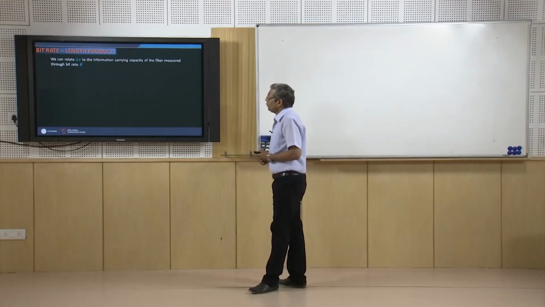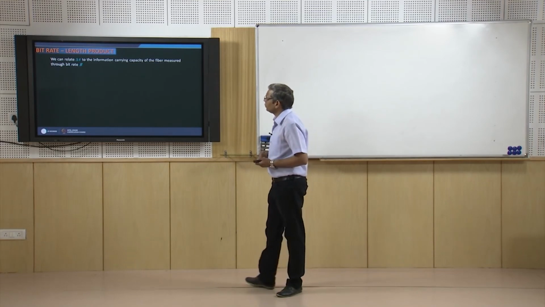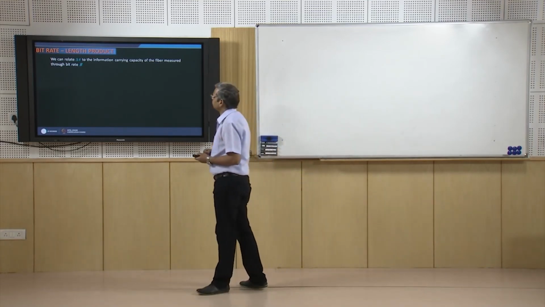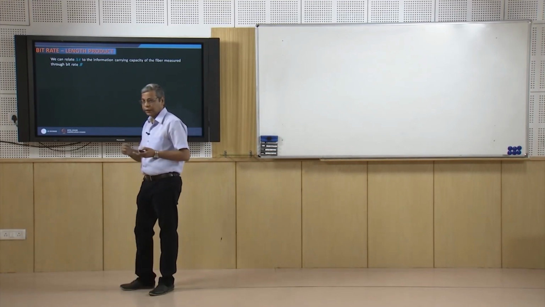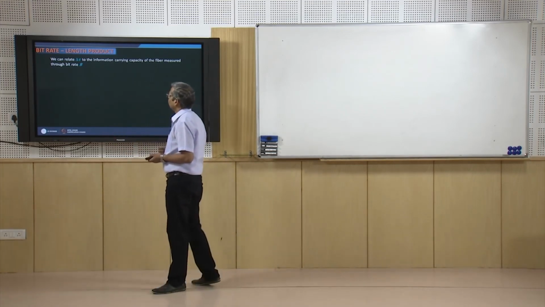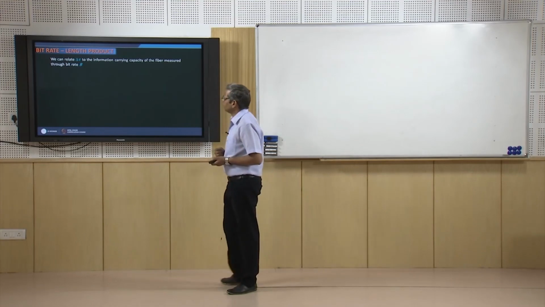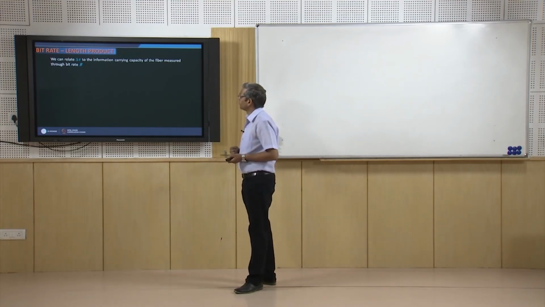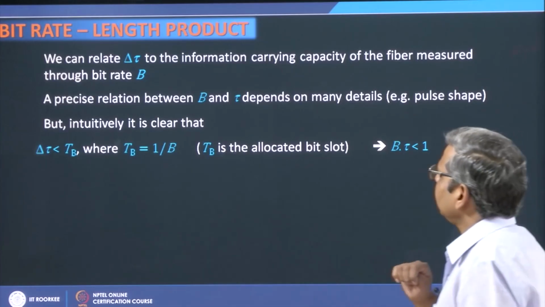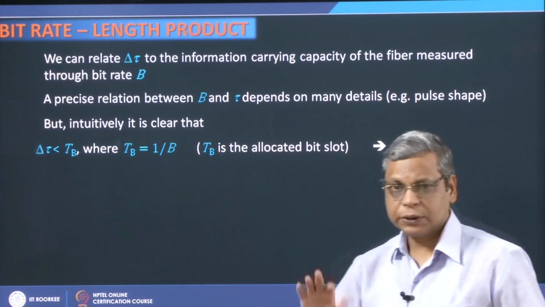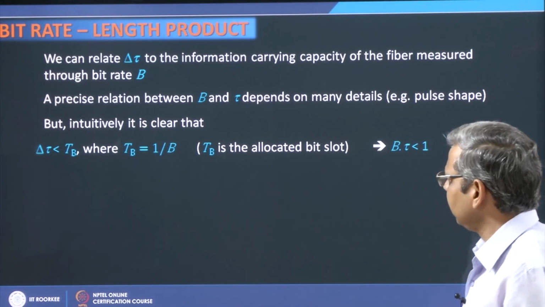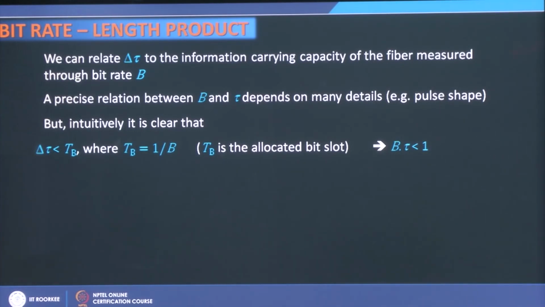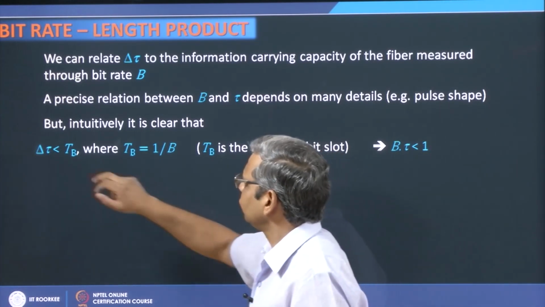Okay. So, in fact, we can relate this delta tau to this data rate, okay, or the information carrying capacity, data rate or bit rate. I can relate this delta tau to this bit rate B. A precise relation between B and tau depends upon several things like pulse shape or coding scheme, but intuitively it is clear that this delta tau should be less than TB.